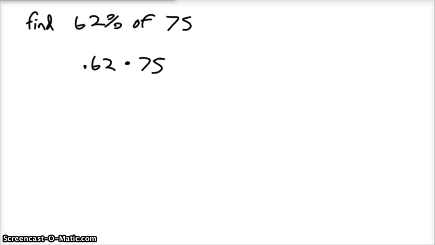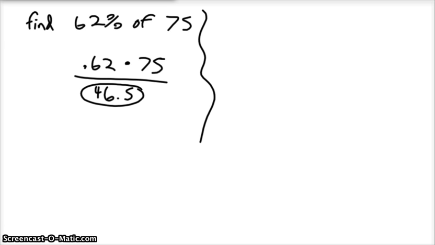So this is times. Alright, and when you get that answer, the answer is 46.5. Alright, and that is our final answer. Plain and simple. Turn your percentage into a decimal and multiply that by your whole number.